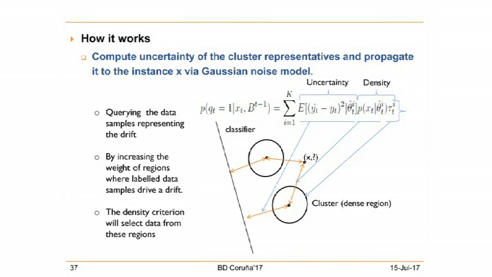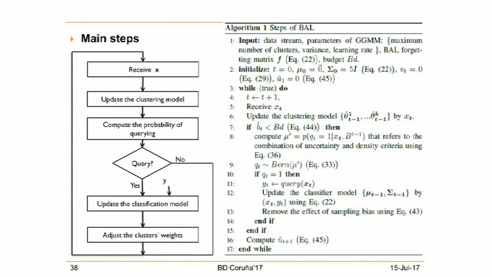So that's basically just the algorithm. In a stream, you receive a data point, and you update your clustering model because you don't actually know the label. So you cluster it, you assign it to some cluster in real time, and then you compute the probability to query this data point. Is it worth querying to ask about the label or not? If yes, then you update your classification.